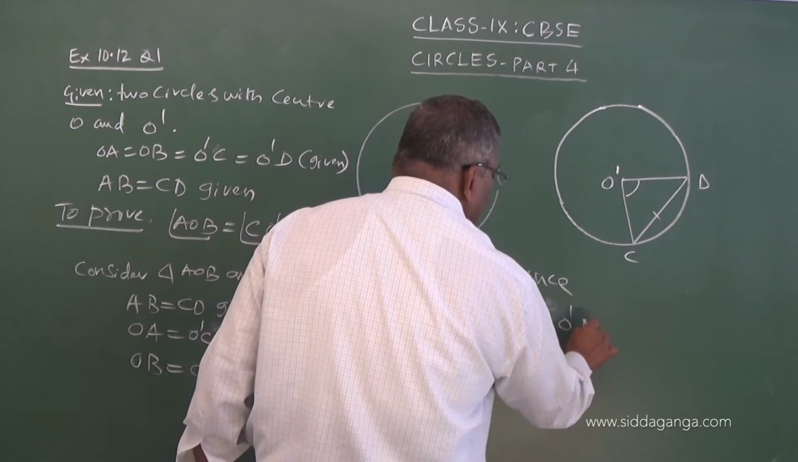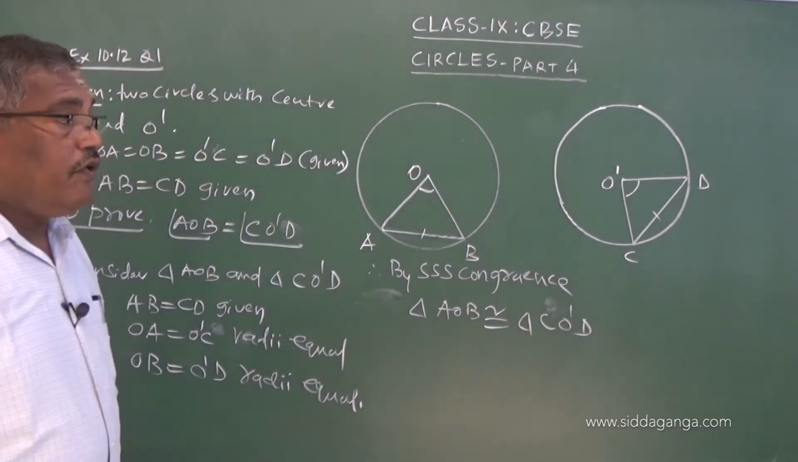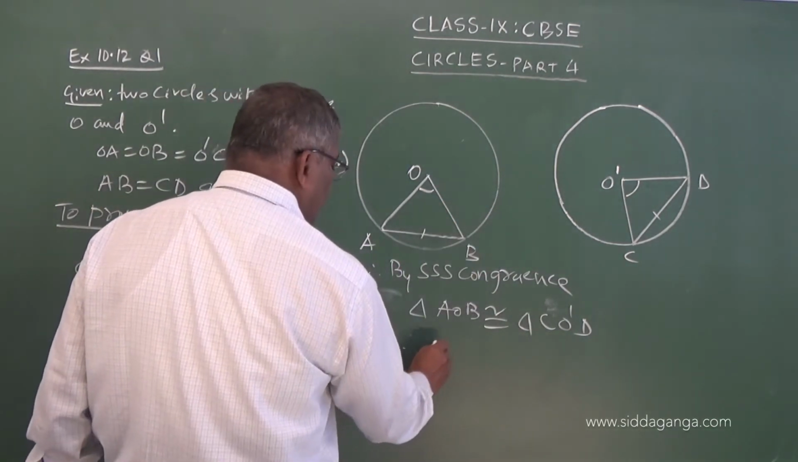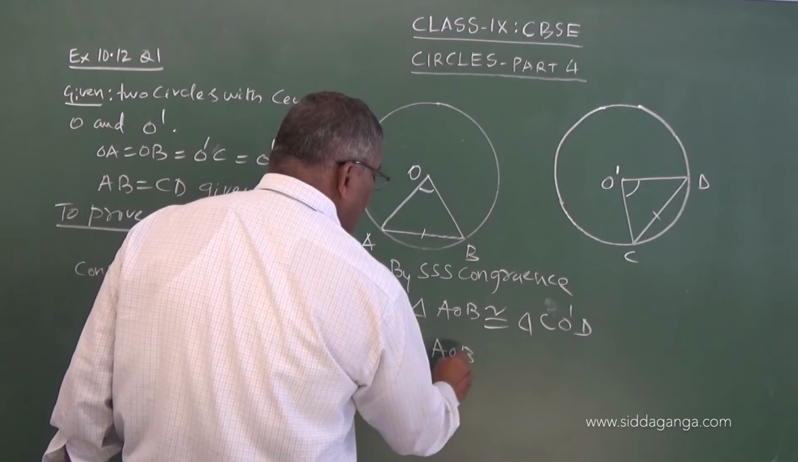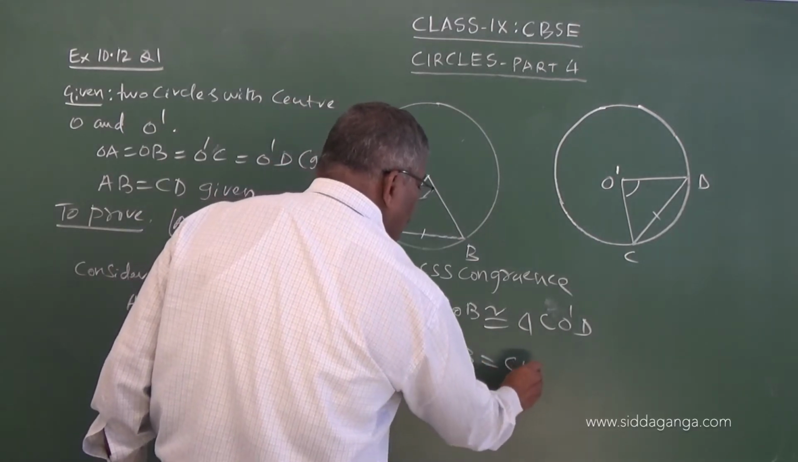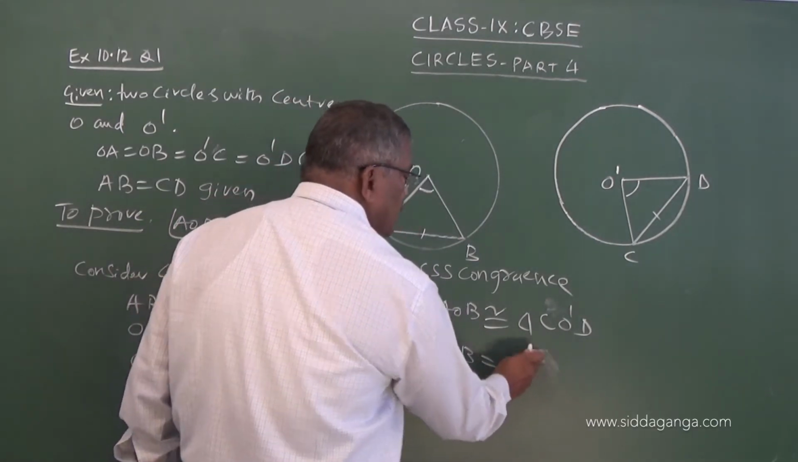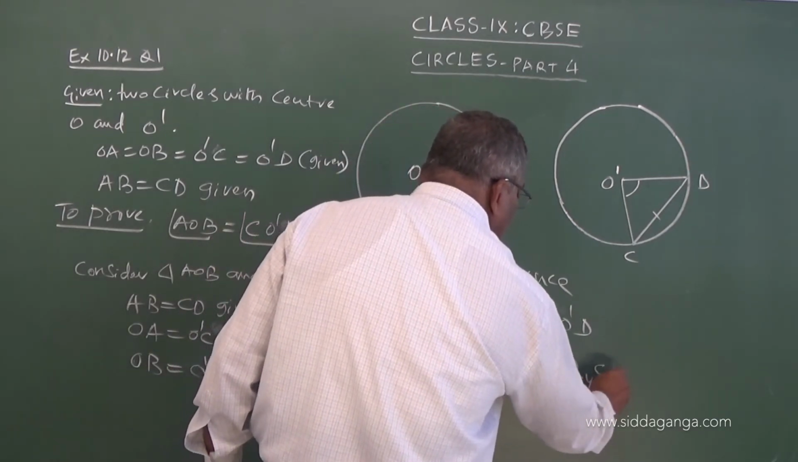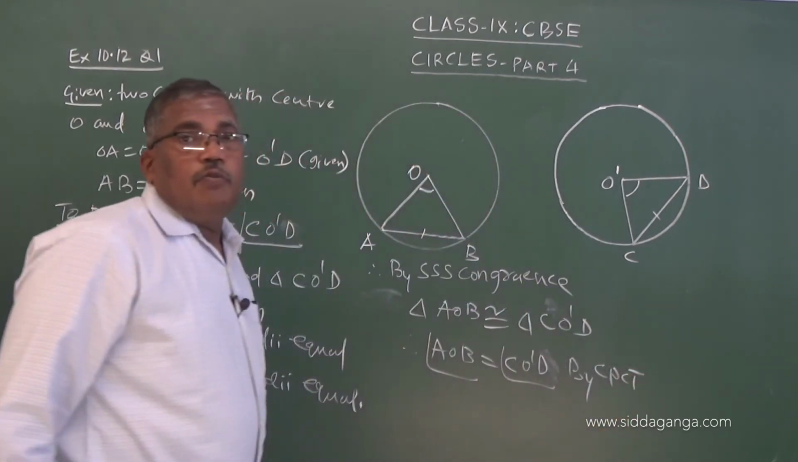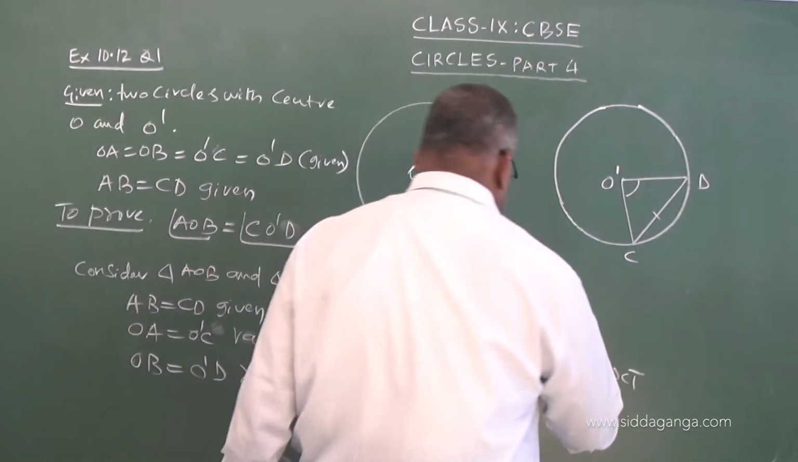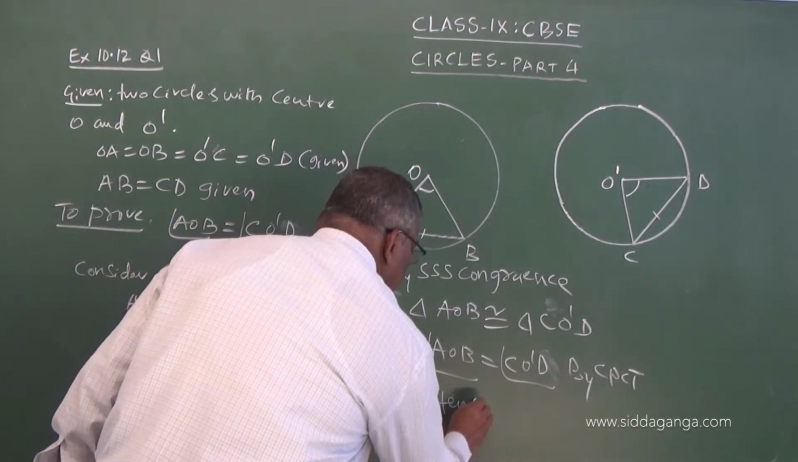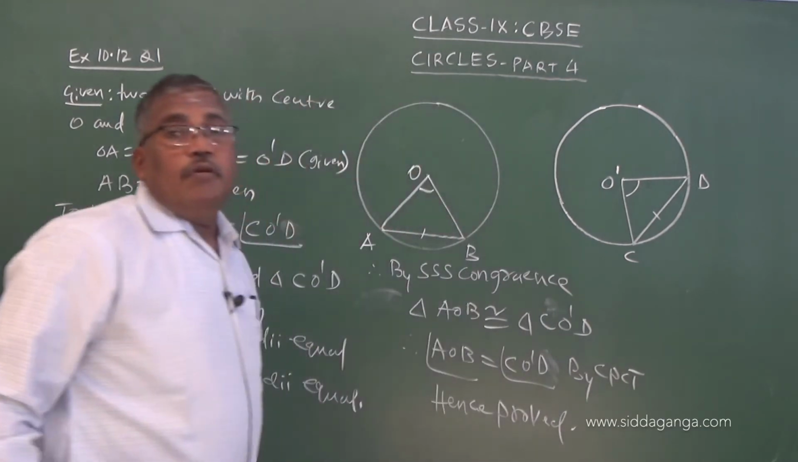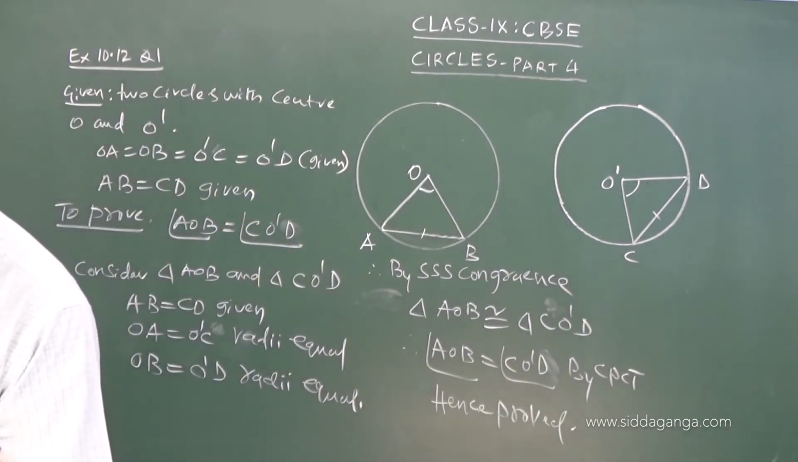So, when they are congruent, the corresponding angles are equal. Therefore, angle AOB is equal to angle CO dash D, by CPCT. So, hence proved. This is problem number 1 in your textbook.